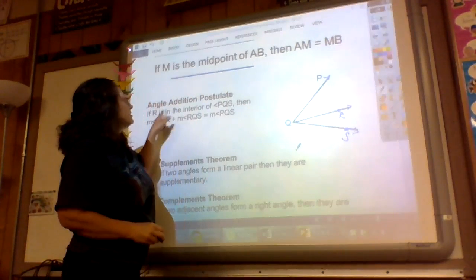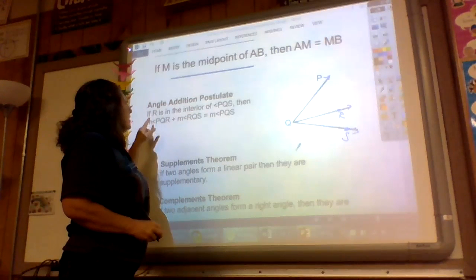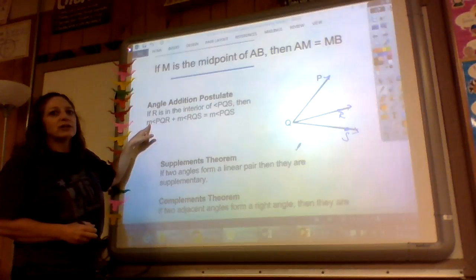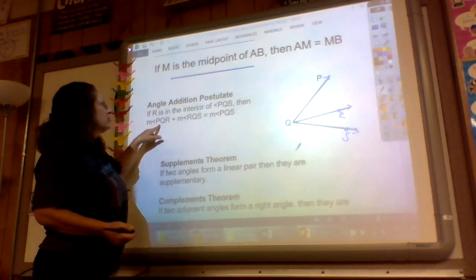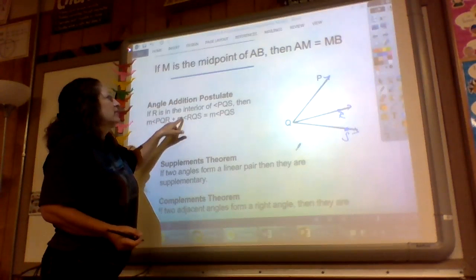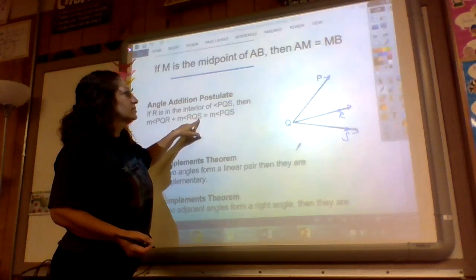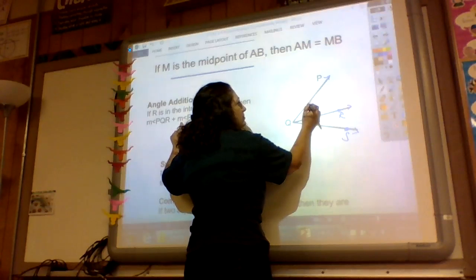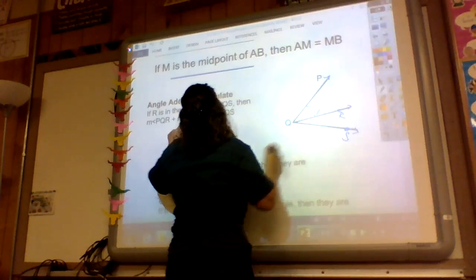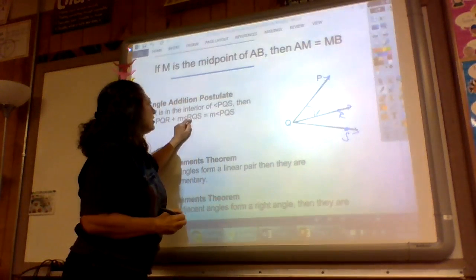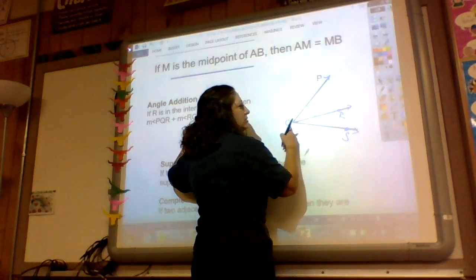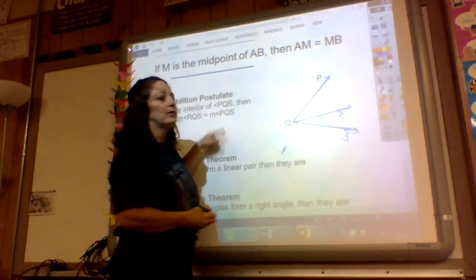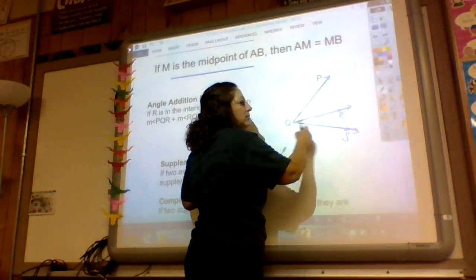Okay, so it says that R is in the interior of PQS, then the measure of angle, the M just stands for measure, like the degrees worth of angle PQR, plus the measure of angle RQS. PQR, P to Q to R, that's this angle right here, plus the measure of angle R to Q to S, RQS. The vertex is always that middle letter. These two added together are going to total the whole thing, PQS.